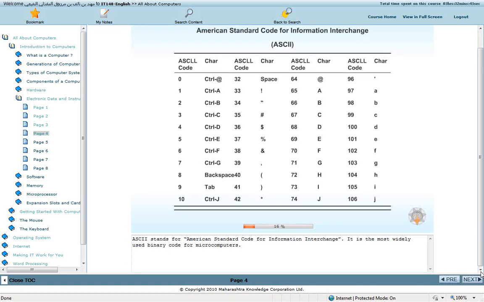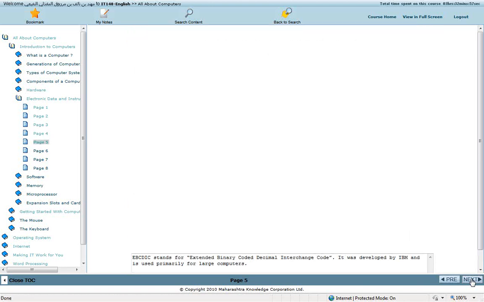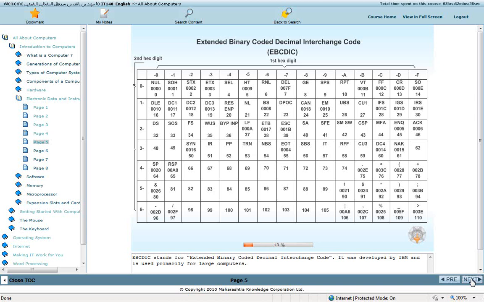ASCII stands for American Standard Code for Information Interchange. It is the most widely used binary code for microcomputers. EBCDIC stands for Extended Binary Coded Decimal Interchange Code. It was developed by IBM and is used primarily for large computers.